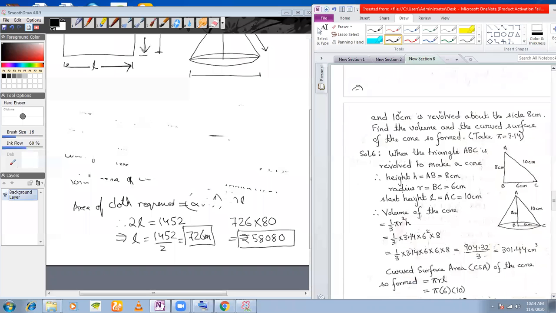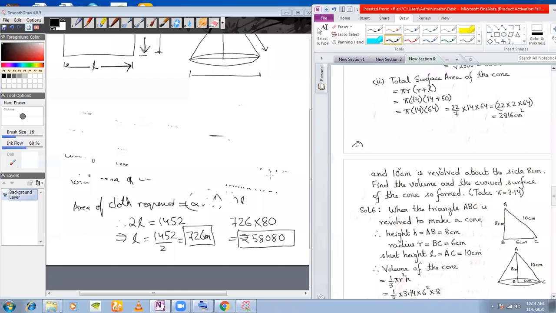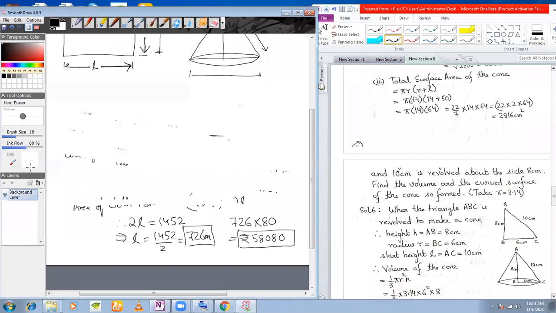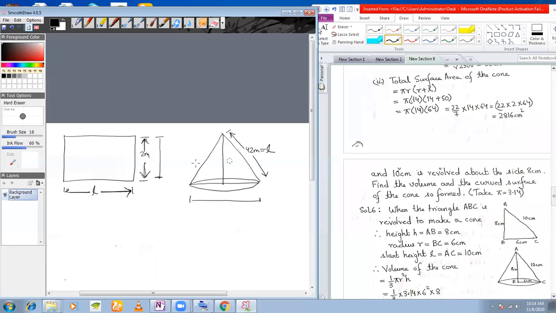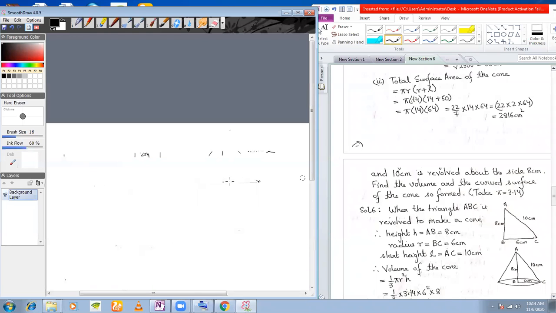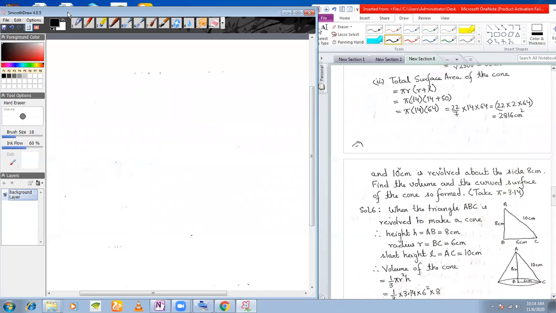Next problem would be, yes, this one. When a right angle triangle is revolved about any of the sides, but remember, not about the hypotenuse. The right angle triangle is rotated about the perpendicular or the base, but not about the hypotenuse. If you want to make a cone, it has to be rotated about a side that is different from the hypotenuse.